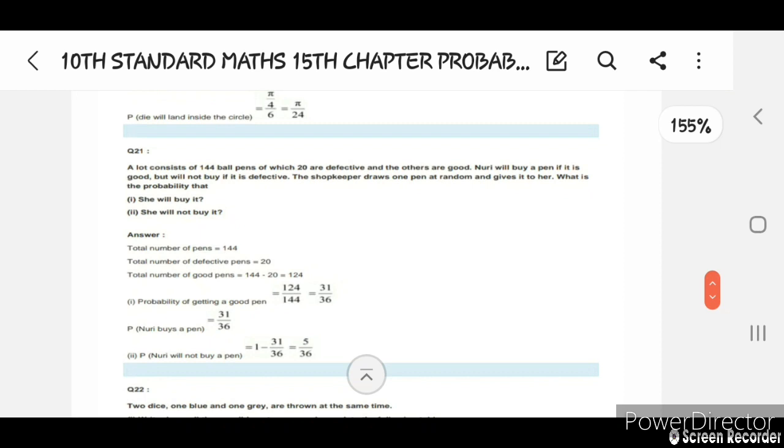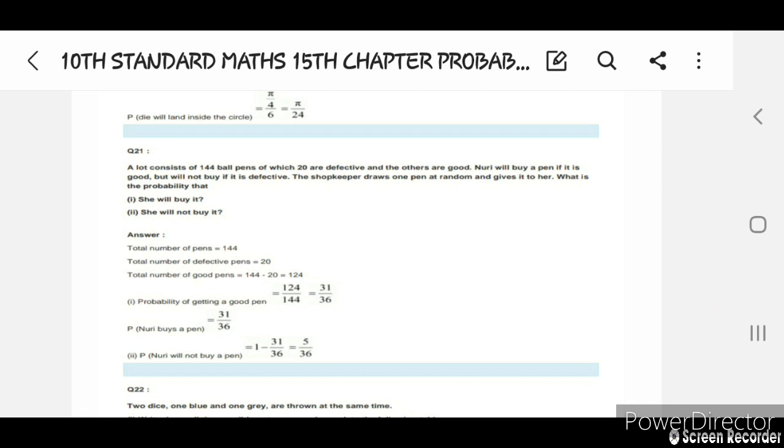Next, a lot consists of 144 ball pens, and 20 of them are defective, and the others are good pens. Noori will buy a pen if it is good, but will not buy it if it is defective. The shopkeeper draws one pen out randomly and gives it to her. What is the probability that she will buy it?